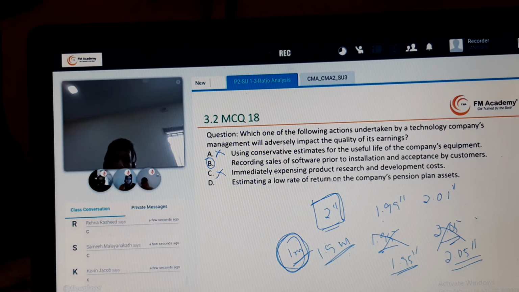When you are assuming a low rate of return, you are being very conservative. Your actual would turn out to be better than what you projected. So that is going to be advantageous. That is going to improve the quality of earnings when you are conservative. So this is also not correct. B is the only thing which is going against that, which can adversely affect the quality of earnings.